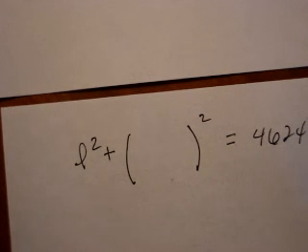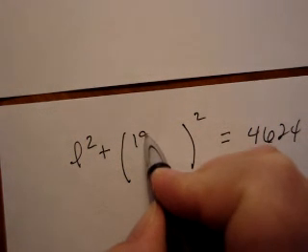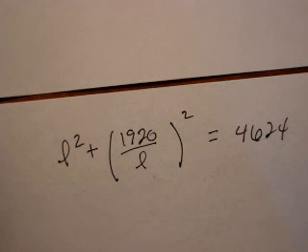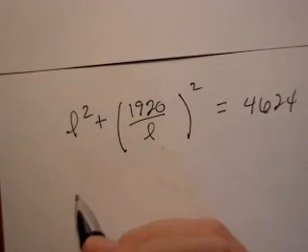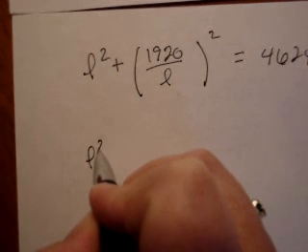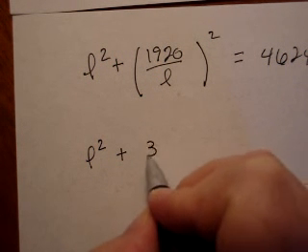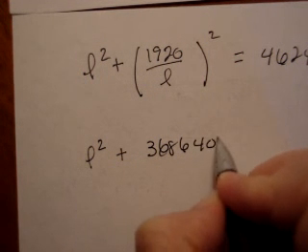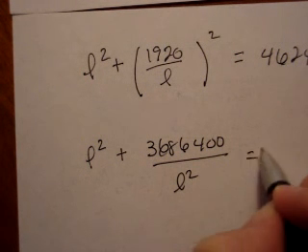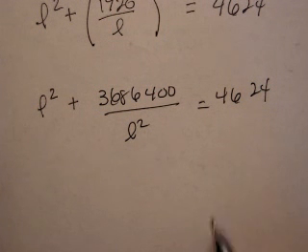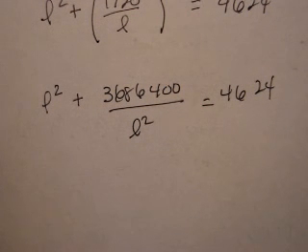So I will get L squared plus, instead of W, I put 1,920 over L, quantity squared, equals 4,624. Okay, now let's square things. So I get L squared plus, turns out that 1,920 squared is 3,686,400 over L squared is equal to 4,624. Okay, remember, these numbers are awful. Pay attention to the process. Okay? The ones on the test are completely reasonable, I swear.